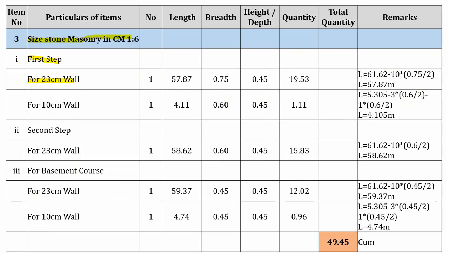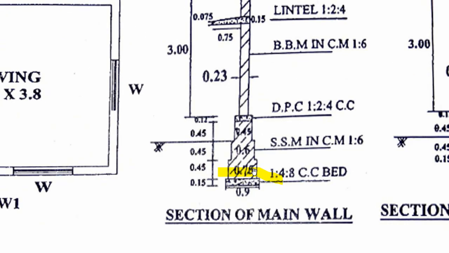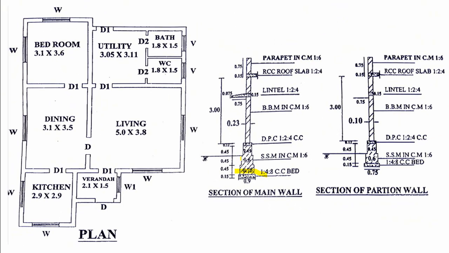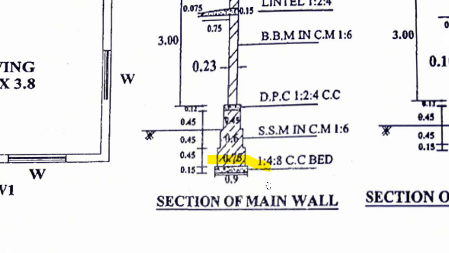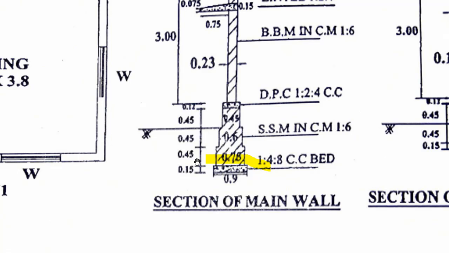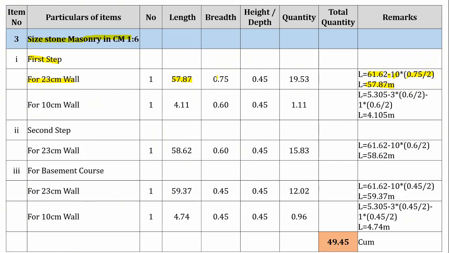Again the same formula: center to center length minus n, where n is the number of junctions, into the width of the item, divided by 2. Width is, you can see, 0.75 here. So 0.75 by 2, you will get 57.87, multiplied by width and depth. Width is 0.75, depth is 0.45. You will get this answer.